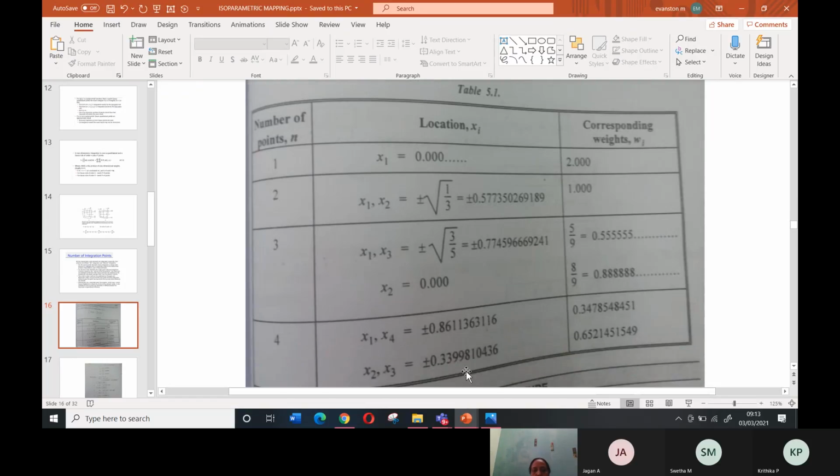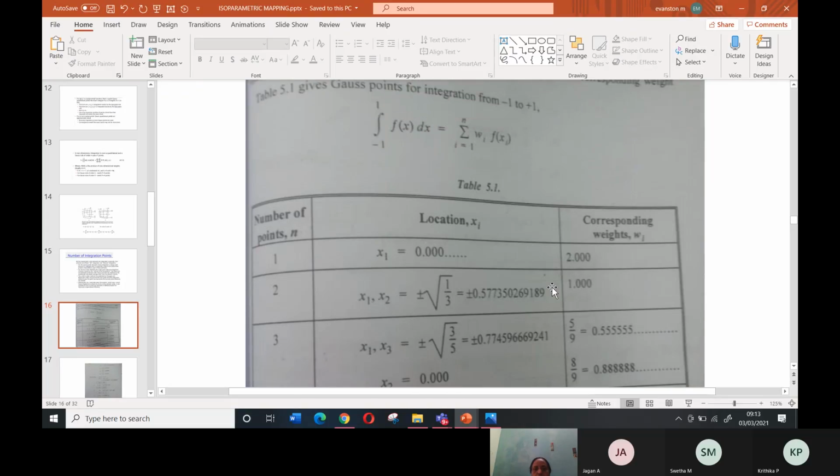So suppose I'm considering 4 points on the curve, x1, x2, x3, x4. Then x1 and x4 are plus or minus 0.86, and the weight function coefficient is 0.34. And for x2 and x3, it is plus or minus 0.33, and the weight is 0.652. Can you just note it down?